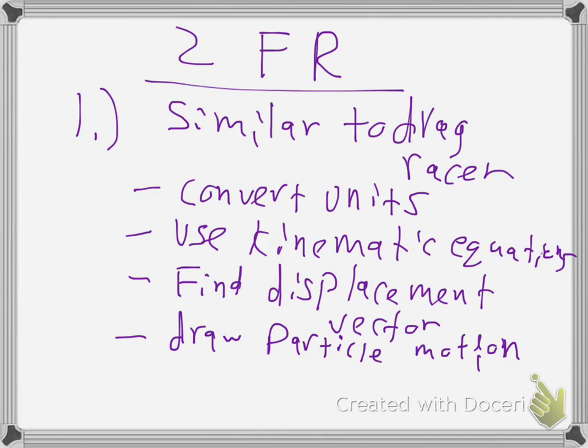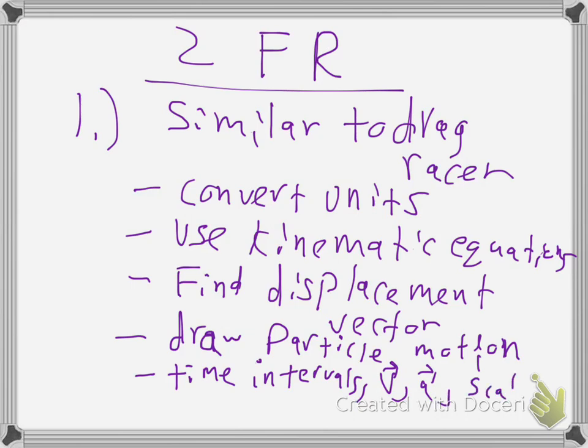Okay, my biggest tip for the particle motion diagram is do not get lazy. This is where people lose most points. It's by getting lazy. So remember to label your time intervals. This will be reminded to you in the instructions. Velocity vectors, acceleration vectors, and if you can, some sort of scale with displacement.